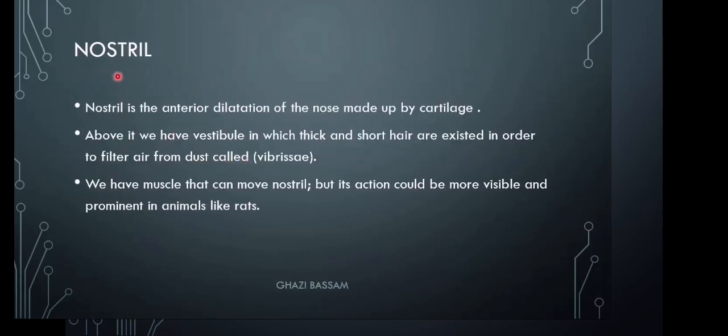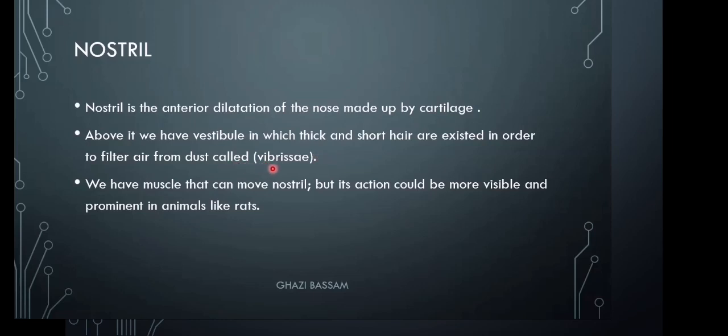Beginning with the anterior opening, as we said previously, the nostril is the anterior dilatation of the nose made up by cartilage. Above it, we have a vestibule in which thick and short hairs exist in order to filter air from dust, and these hairs are called vibrissae.